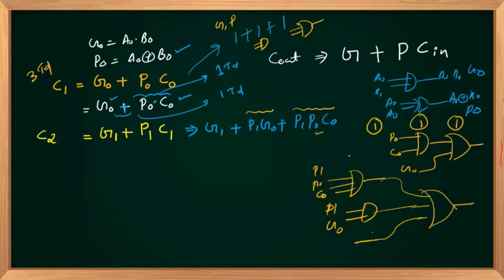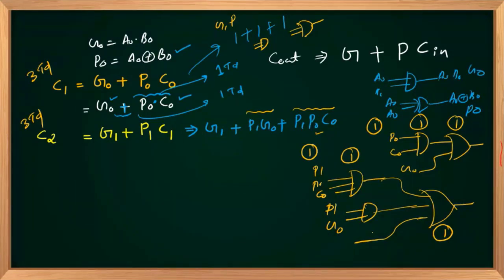So here, one gate delay for the AND operation. After that, one gate delay for the OR operation. Before that, to produce P1, P0, G0, I require another one gate delay. So again, it is three gate delays. No change, right? Single stage, we require three time delays.